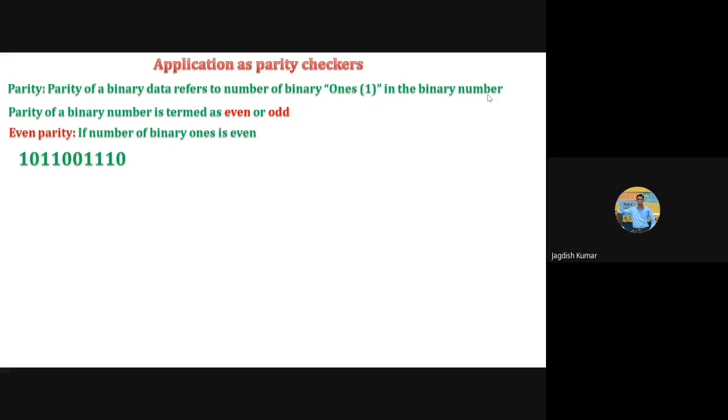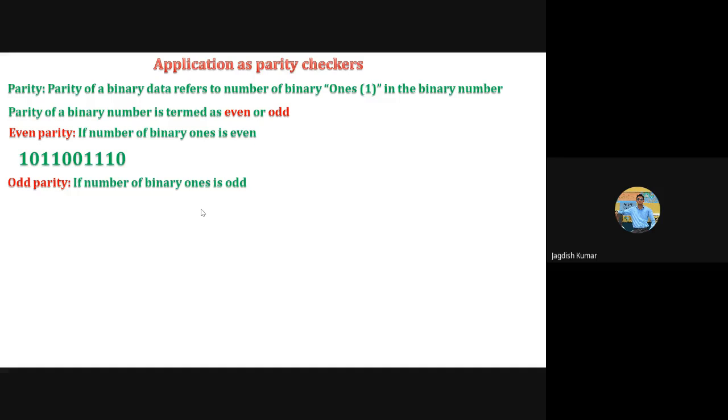Now let us try to see one example. If you see this number, what is the parity of this number? We can count here. How many ones are there? 1, 2, 3, 4, 5, 6. So in this binary data, we have 6 ones. So what will be the parity of this number? Which is even, because 6 is an even number. I hope it is clear to you.